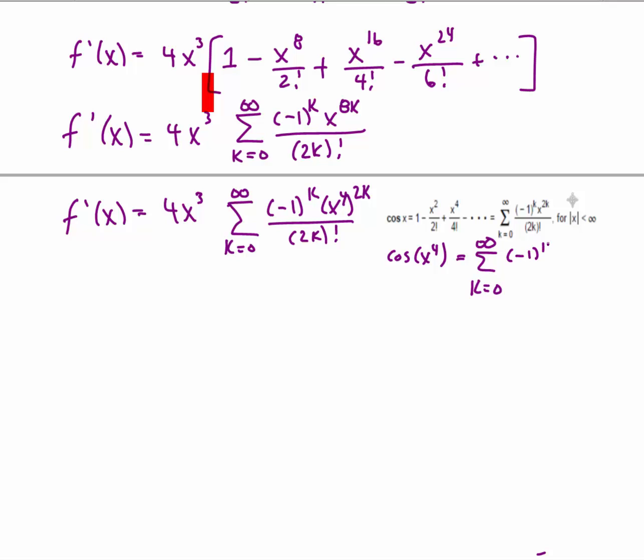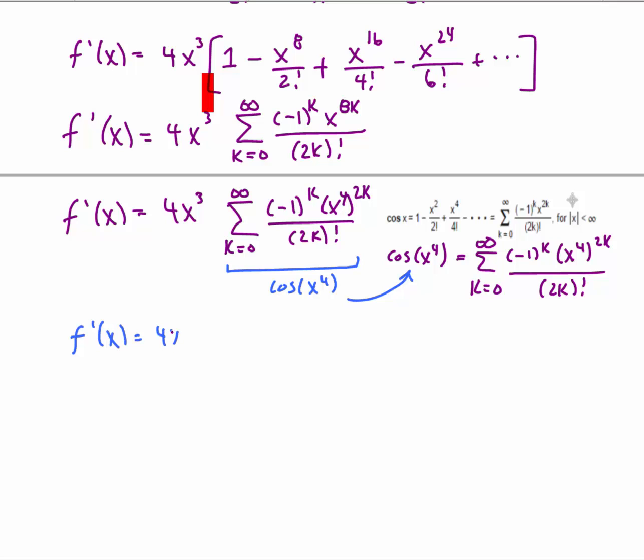Negative 1 to the k, x to the 4th to the 2k, all over the quantity 2k factorial. Now again, when I'm looking at this, I can see that this matches just with that quick little substitution. So this entire piece right here is just cosine x to the 4th. Okay, and that comes from here. So f prime of x equals 4x cubed cosine x to the 4th.